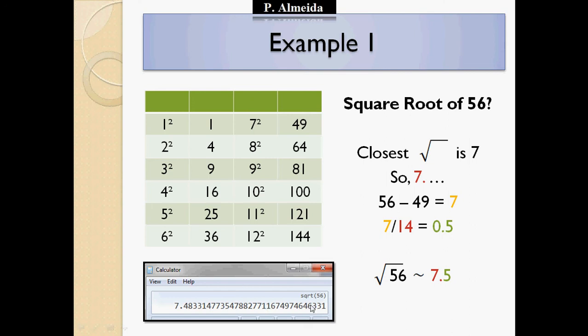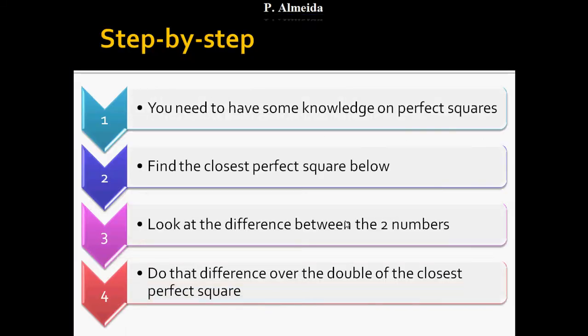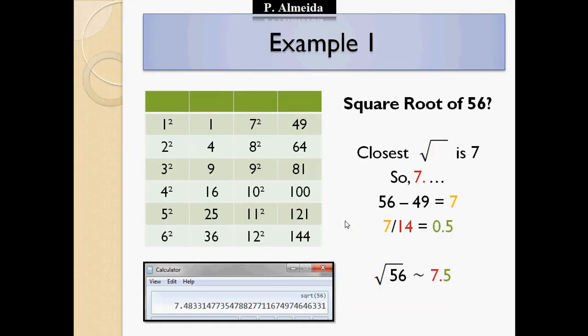If I go on the calculator, I get 7.48. So that's pretty good, okay? So again, follow these steps that I gave you and everything is going to be fine, although it's not as perfect as the cubic roots, okay? So first example is given, let's go to another one, okay?